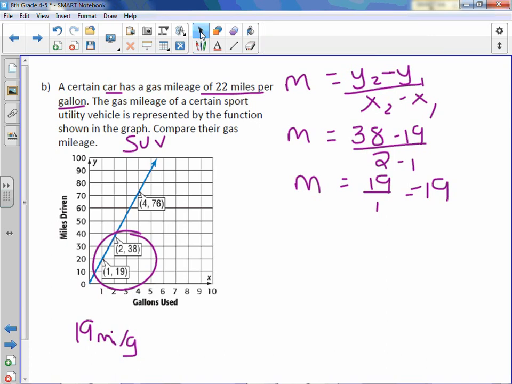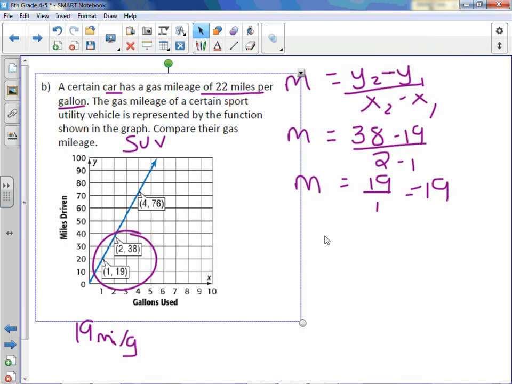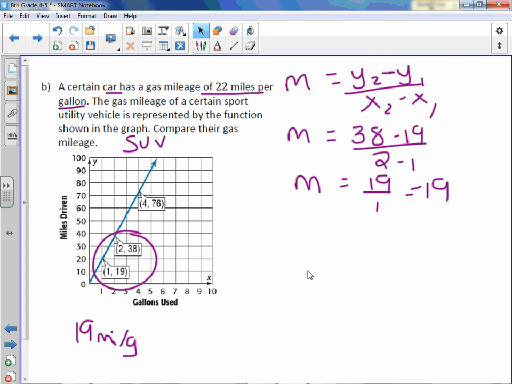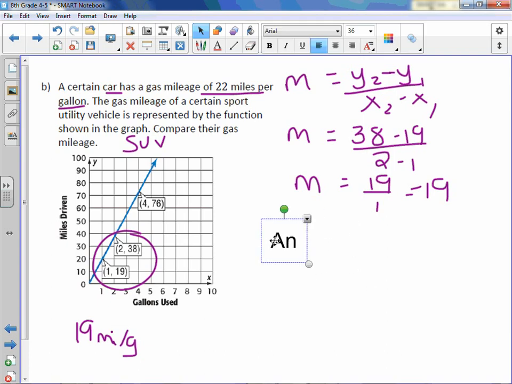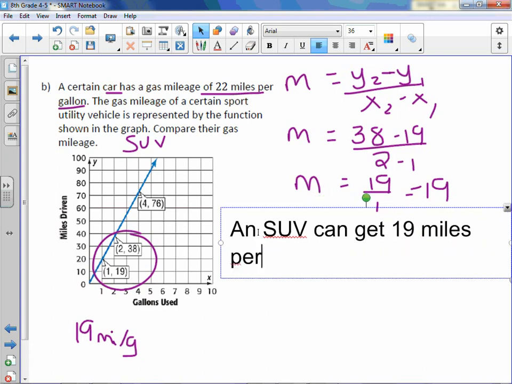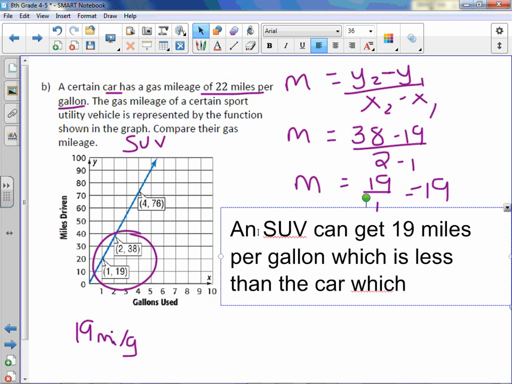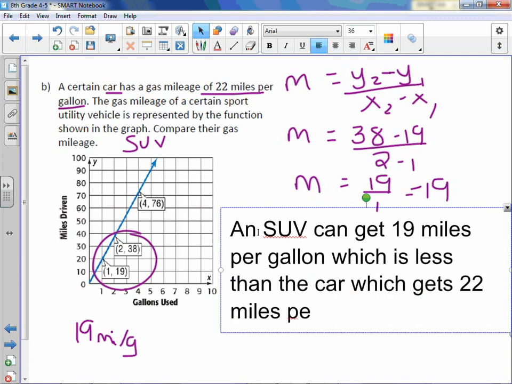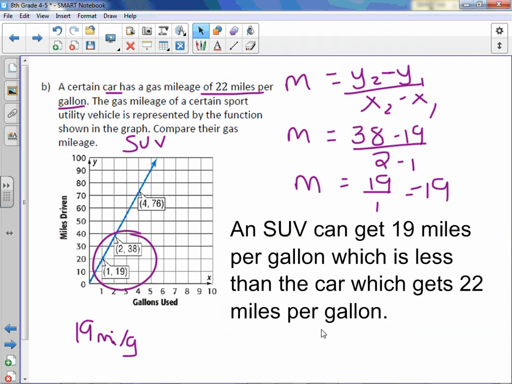So now let's write a sentence or two comparing. So let's say that an SUV can get 19 miles per gallon, which is less than the car, which gets 22 miles per gallon. And that's it. You're just comparing.